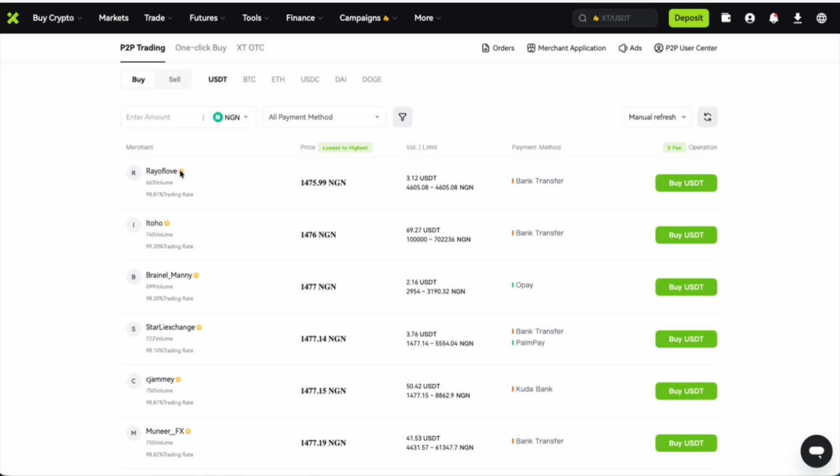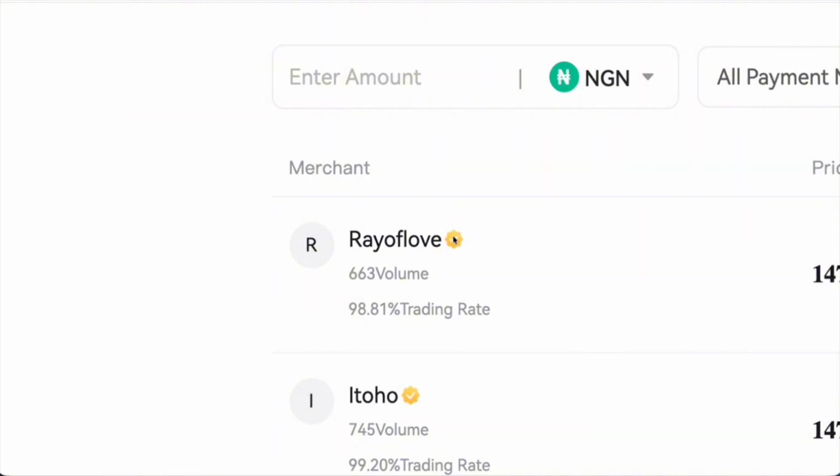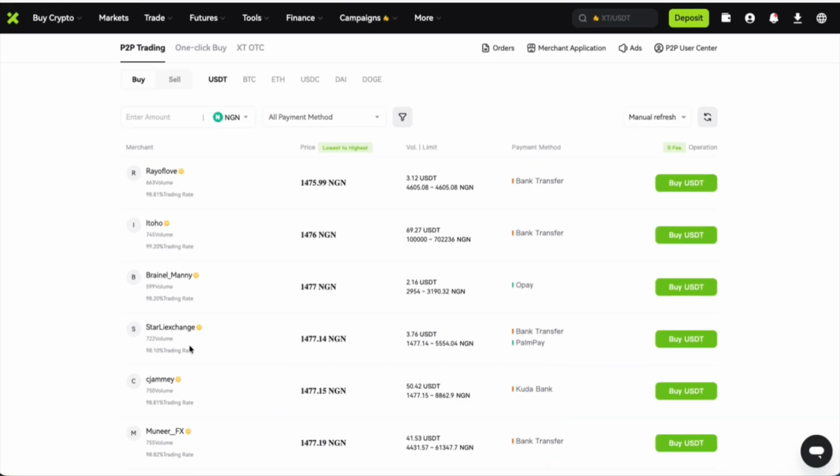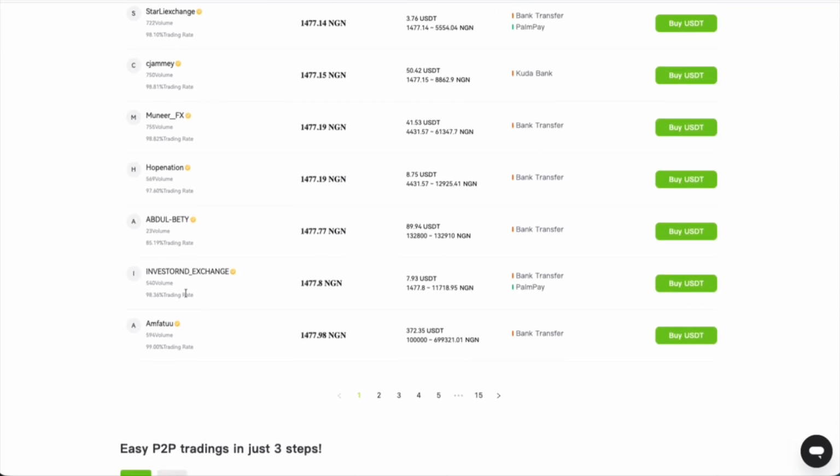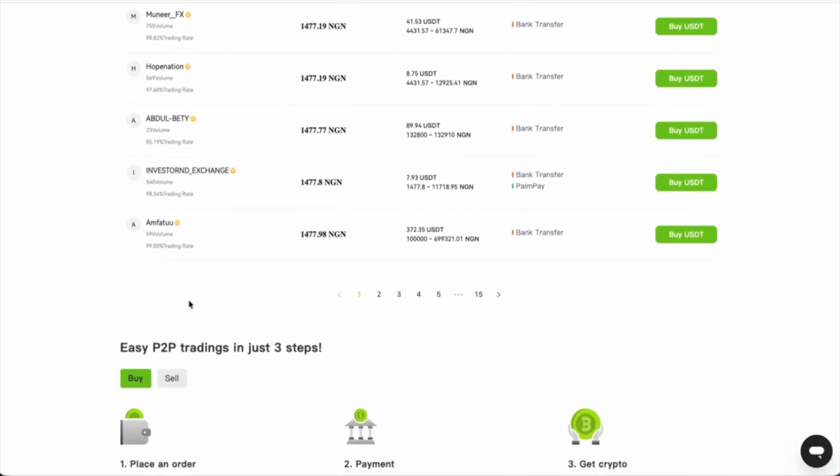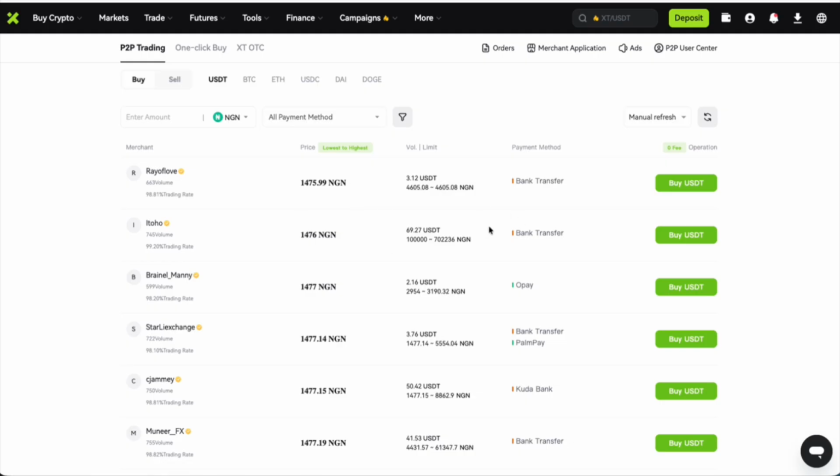And how do you know who is a merchant here? If I want to buy from this person, you see this badge that is attached there to tell you that person is a verified merchant, and it goes on, right? Majority of the people you see here, they are all verified merchants, so you can go ahead and buy.